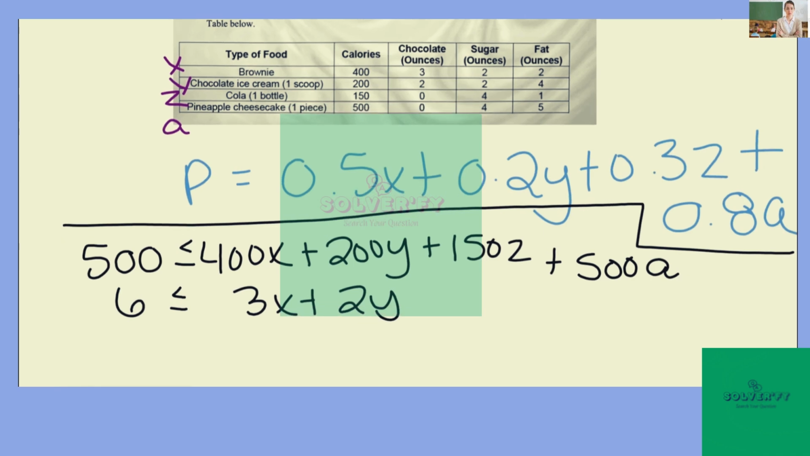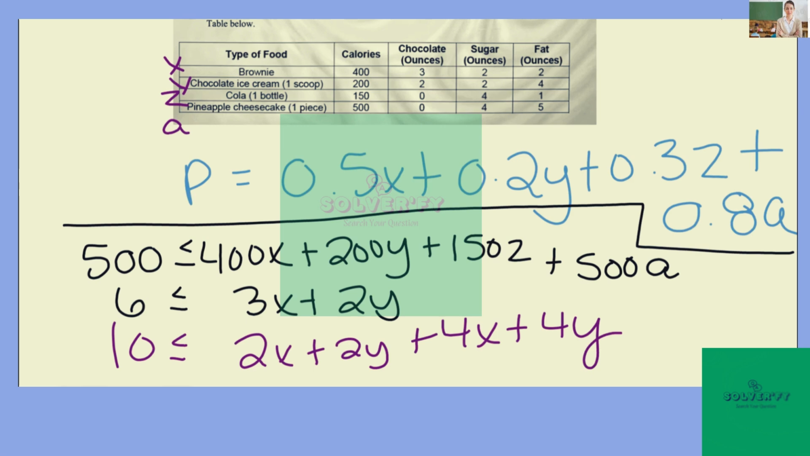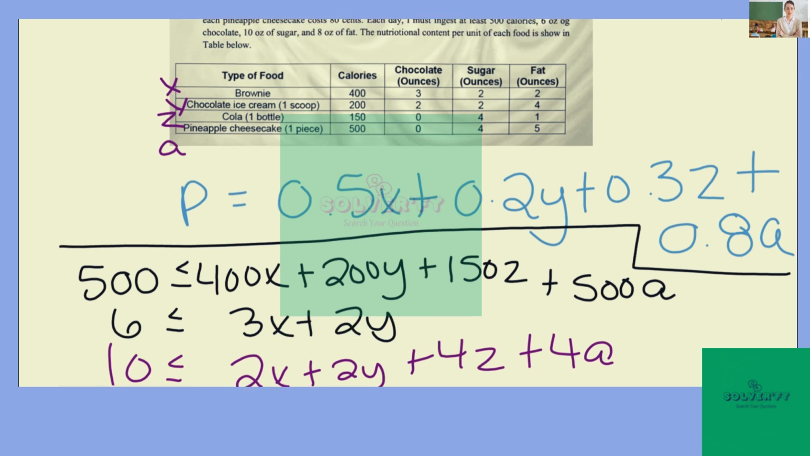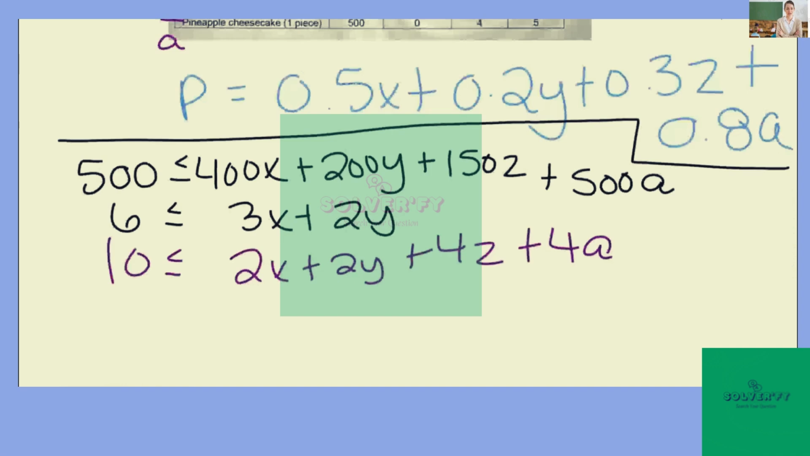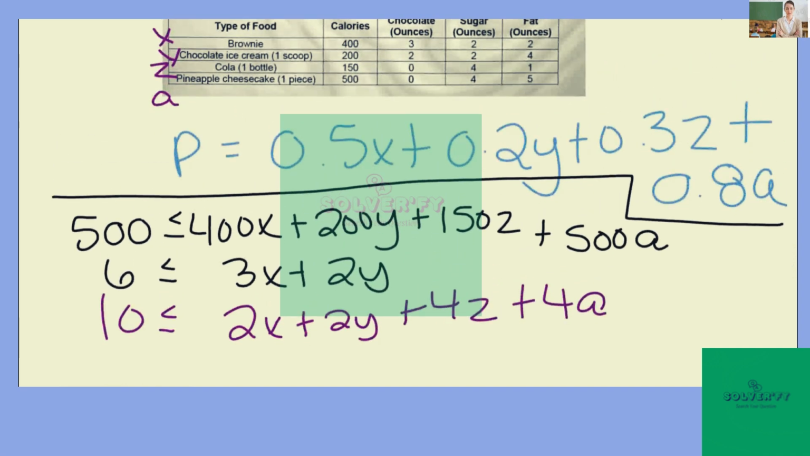We know that they need 10 ounces of sugar. So 10 has to be less than or equal to 2X plus 2Y plus 4Z plus 4A. Sorry, I need to remember my variables. And then lastly for fat, we need at least 8 ounces of fat. So for fat, we know that 8 has to be less than or equal to 2X plus 4Y plus Z plus 5A.